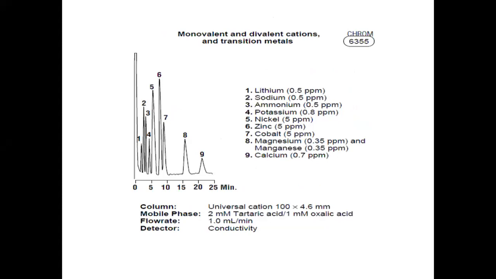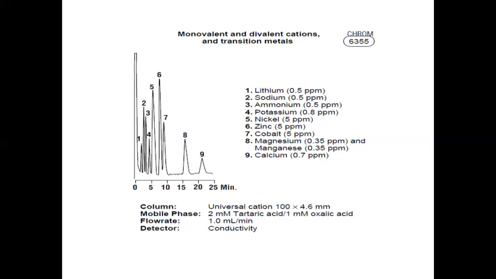They are charged. A universal cation exchange resin, which is in hydrogen form, will be used, which is also a 100 centimeter by 4.6 millimeter column. Tartaric acid and oxalic acid mixtures are used as mobile phase. 1 ml per minute will be the flow rate, and a conductivity detector will be used. So lithium, sodium, ammonium, potassium, monovalent cations, nickel, zinc, divalent cations, cobalt 3, magnesium 2, manganese 2, calcium 2.